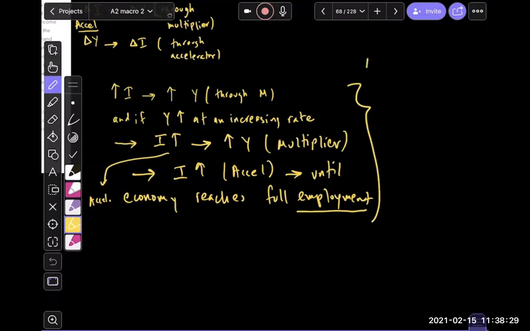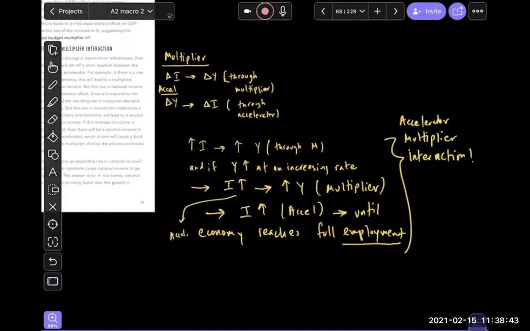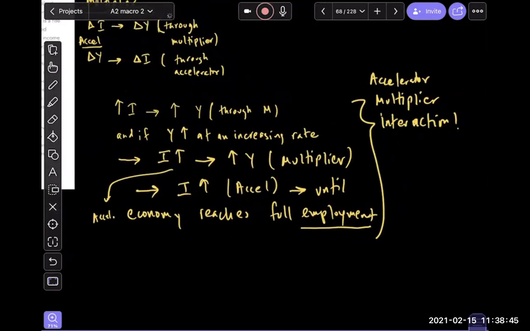Okay, so this is our accelerator multiplier interaction. Okay, does that make sense, guys? Do we have any questions about this? Do we get the idea? Yeah. I want to show you the notes in 1 minute. If you copy this, are we able to move on?